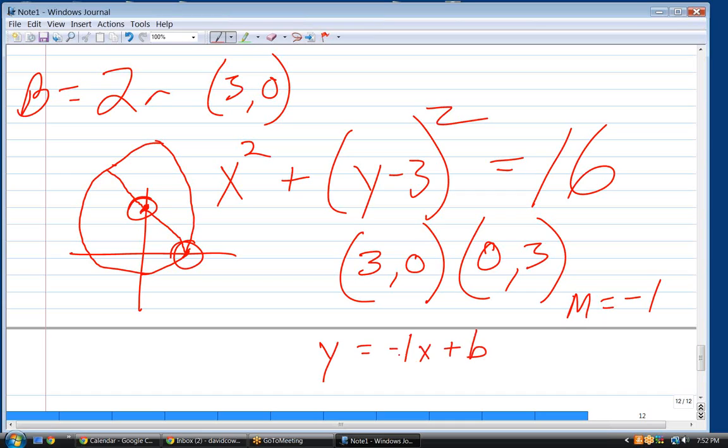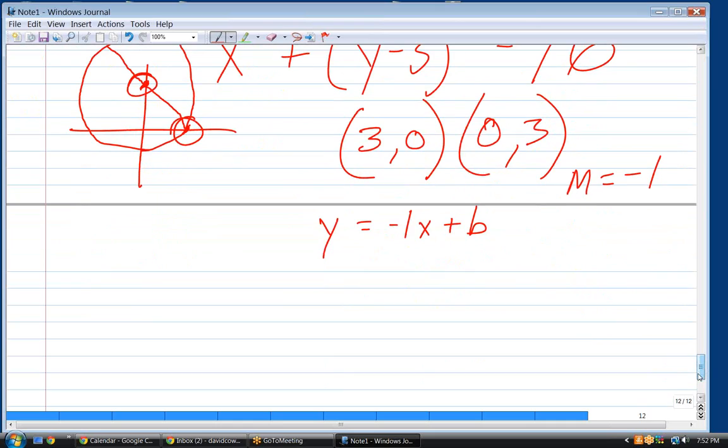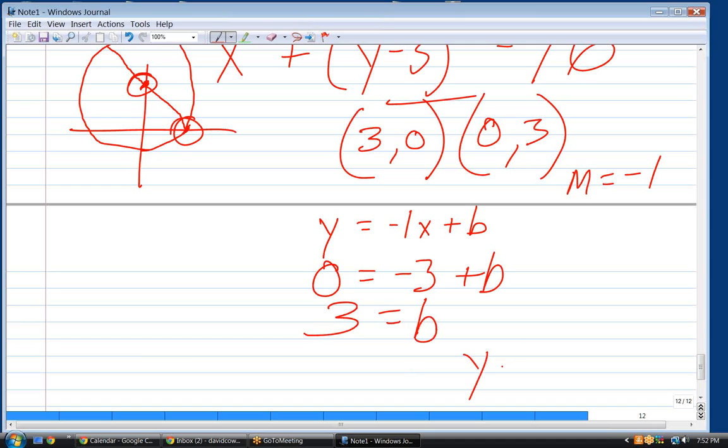So all I'm doing is plugging in the slope of minus 1. And now I'm going to pick a point and plug it in for x and y, and I'll be able to solve for b. I can pick either point. Let's pick that point there. So 0 equals minus 3, because I'm plugging in 3 for x, plus b. Solving for b, b equals 3. Now we know the equation of that line: y equals minus x plus 3.